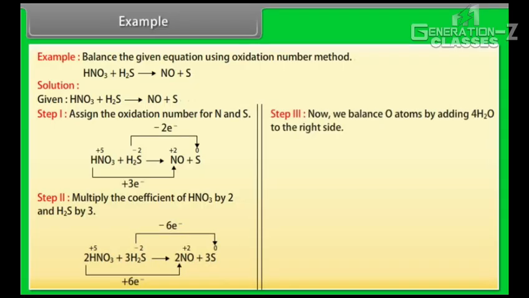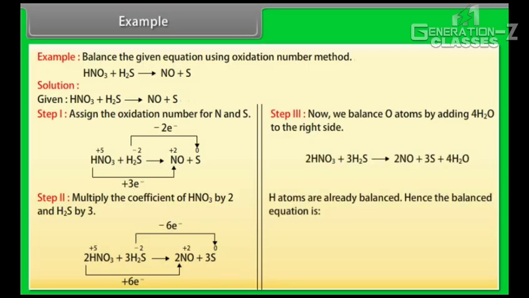Step 3. Now we balance O atoms by adding 4H2O to the right side. H atoms are already balanced, hence the balanced equation is 2HNO3 + 3H2S gives rise to 2NO + 3S + 4H2O.